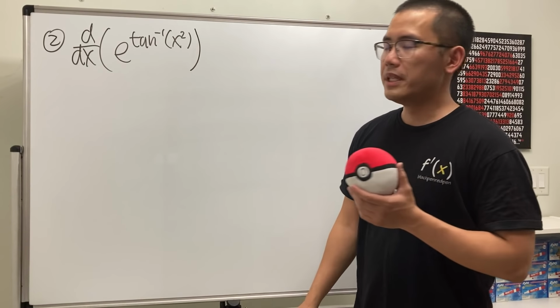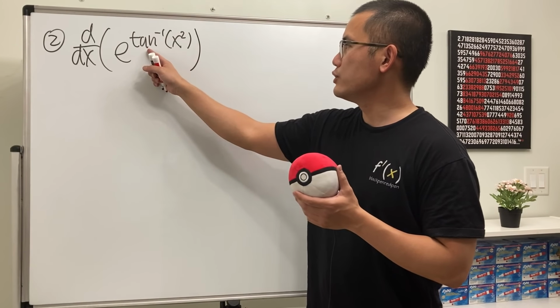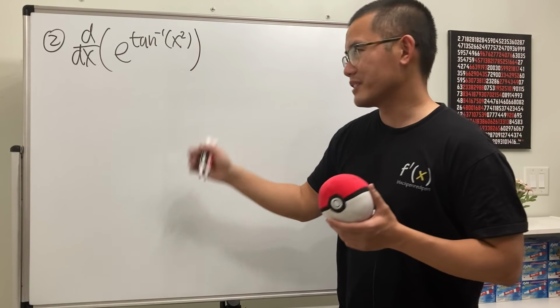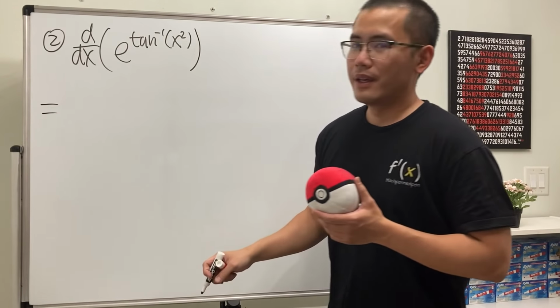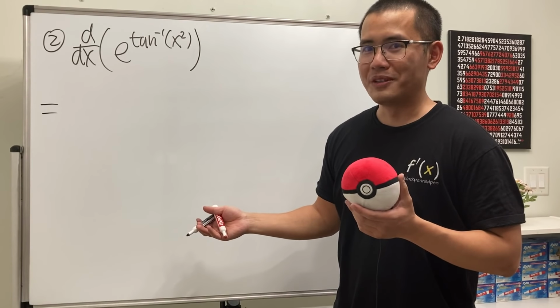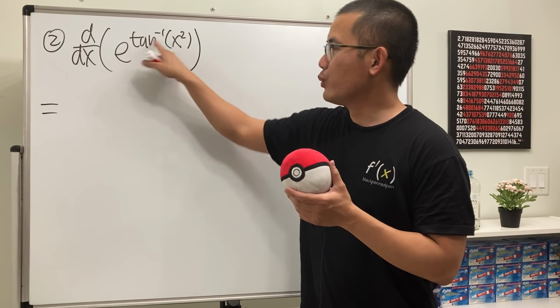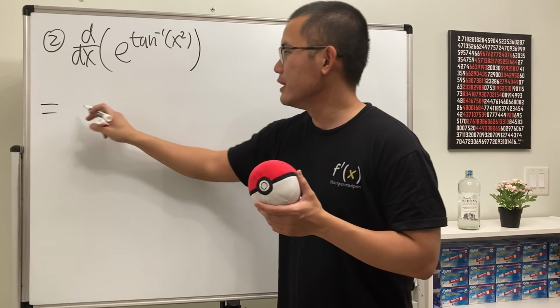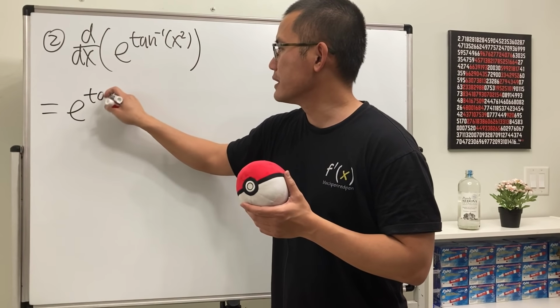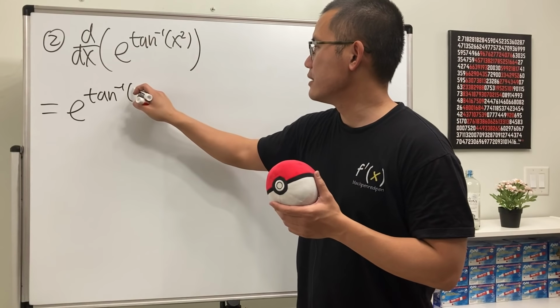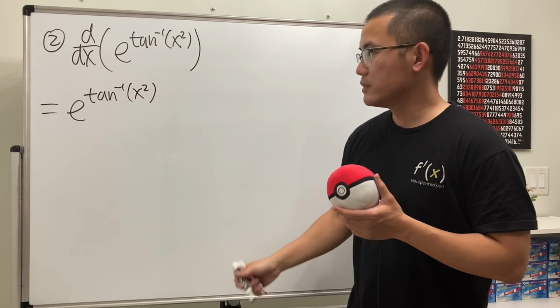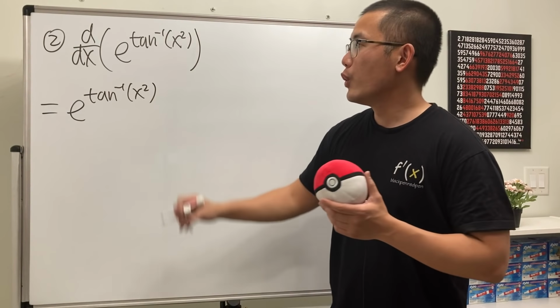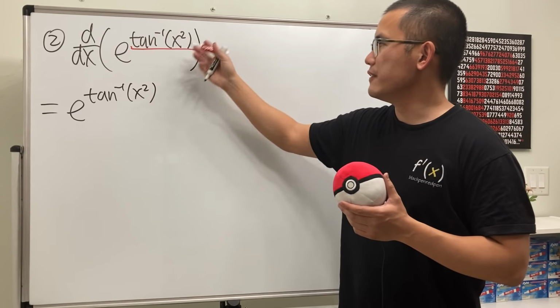Okay, the second question will be differentiating e to the inverse tangent of x squared. Check this out. It's just a chain rule question. When we differentiate e to the whatever, you just maintain that first. So we have e to the inverse tangent, and the input stays the same. So we repeat that, and then we look at the inside and differentiate that.